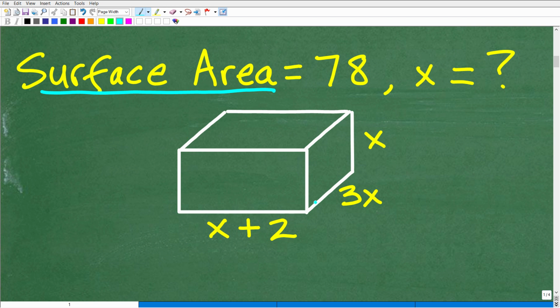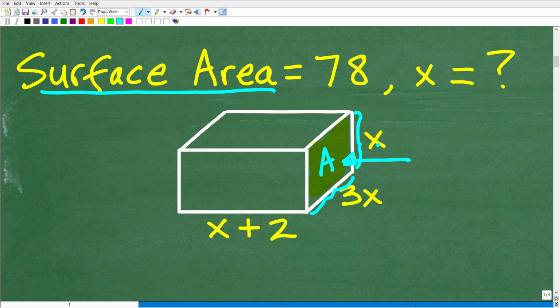And here, you're just going to have to be very careful on what the dimensions are. So for example, this side right here, let's just focus in on this so you can practice. What are the dimensions? What's the length and width of this side? Hopefully you can see that this height is x and its length or width, however you want to think about it, is 3x, right? So the area here would be x times 3x.